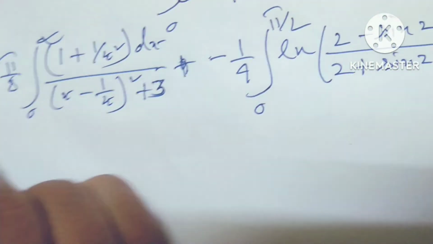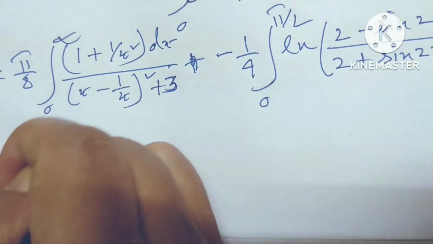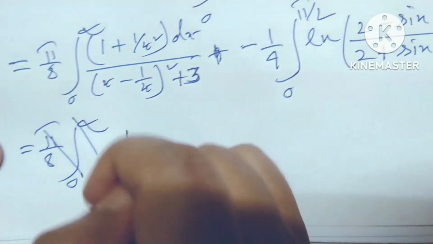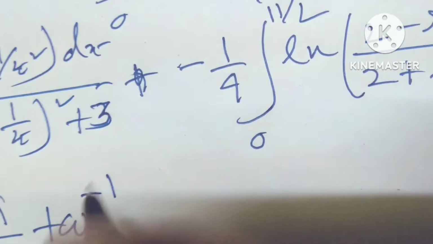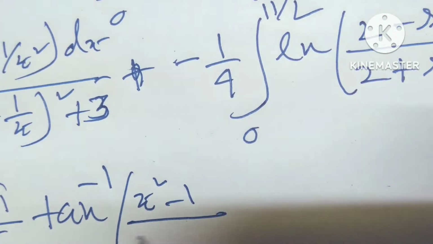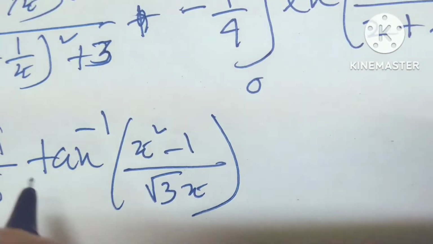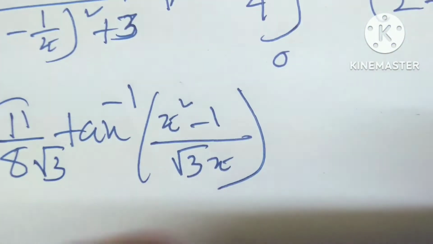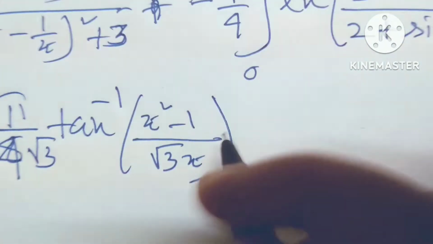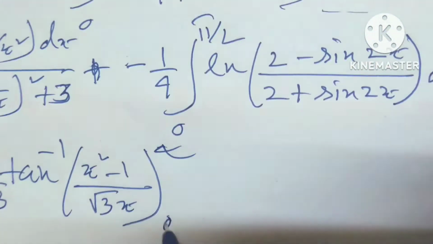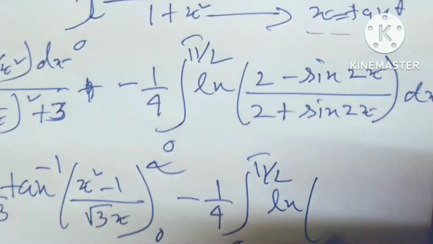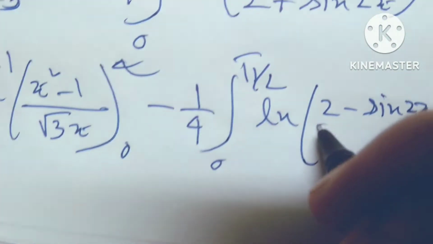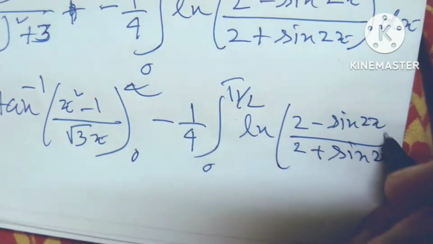You can get. After that we can write pi by 8, sorry, it can be written directly pi by 8 tan inverse of x square minus 1 divided by root 3x into 8 root 3, and it can be written pi by 4 8 root 3 from 0 to infinity, minus 1 by 4 integral 0 to pi by 2 ln of 2 minus sine 2x divided by 2 plus sine 2x dx.